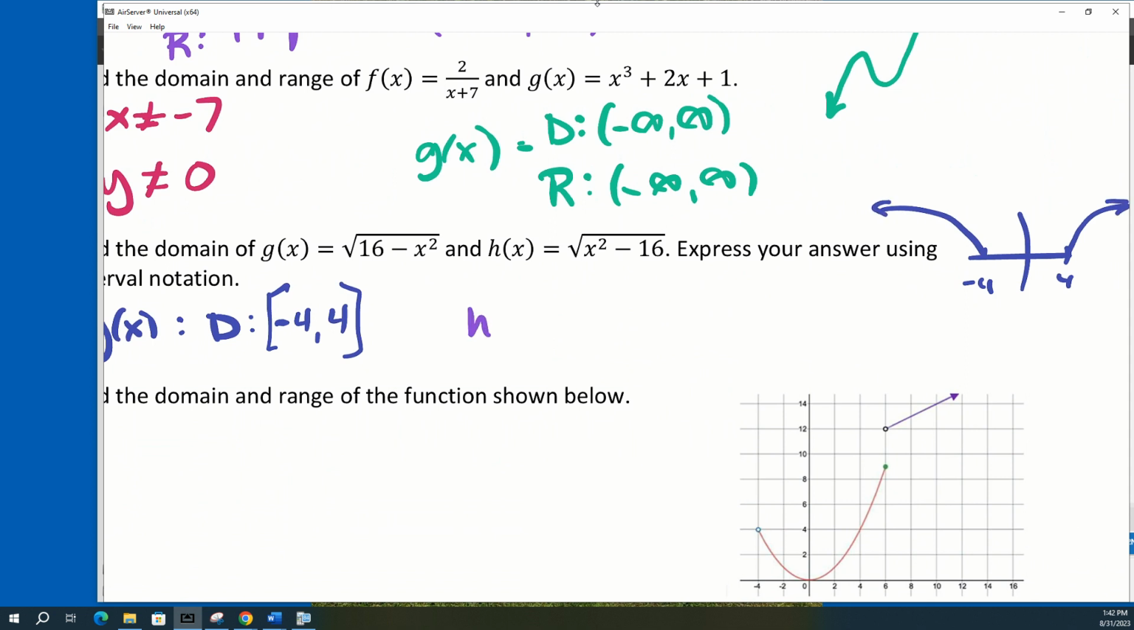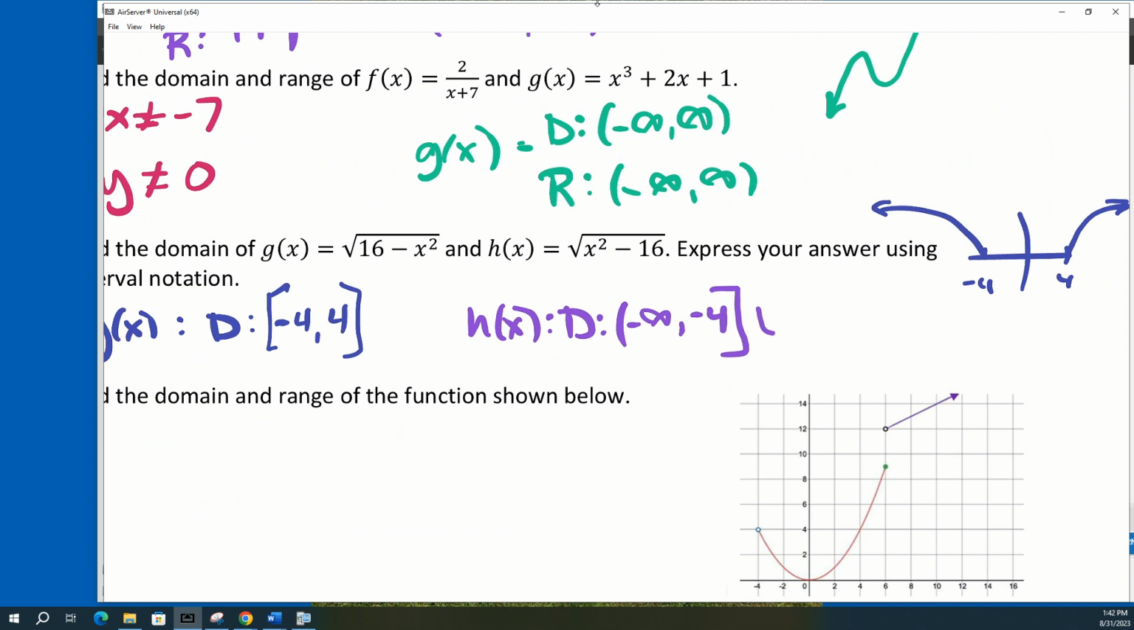All right, so H for the domain. So what's the smallest number in the domain? -infinity. And we're going to go from -infinity all the way to -4. And we are going to include -4 because, again, square root of 0 is fine.